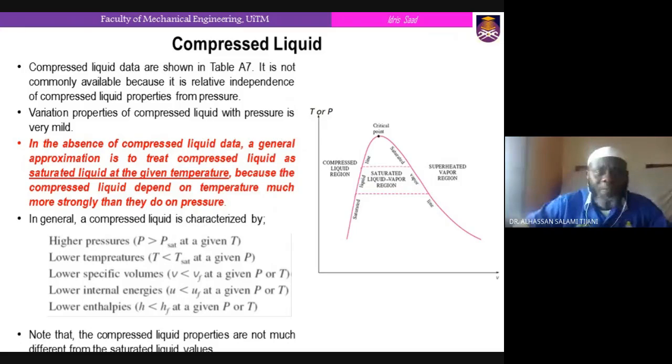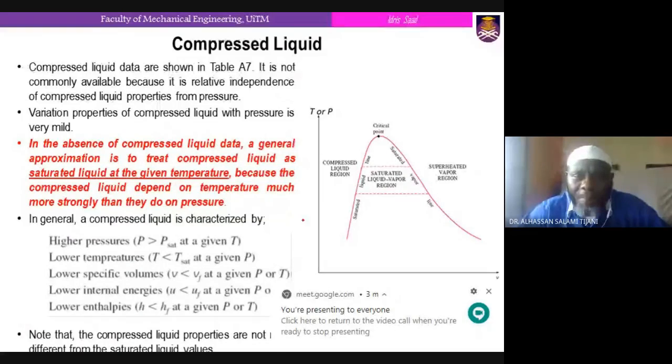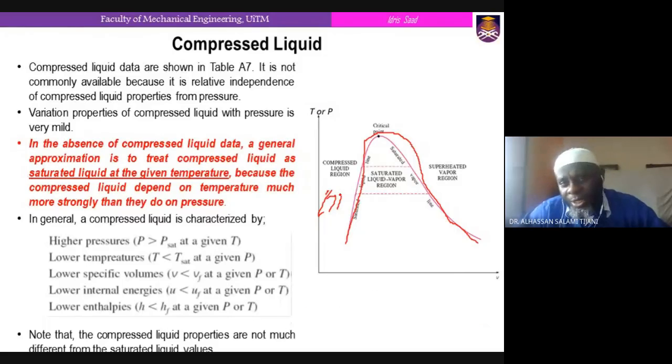For this particular slide, it is devoted to compressed liquid. A compressed liquid is a liquid that is not about to boil. If you look at this TV or PV diagram, this particular region is called the compressed liquid region, and then we have the liquid plus vapor region, and then we have the vapor region.